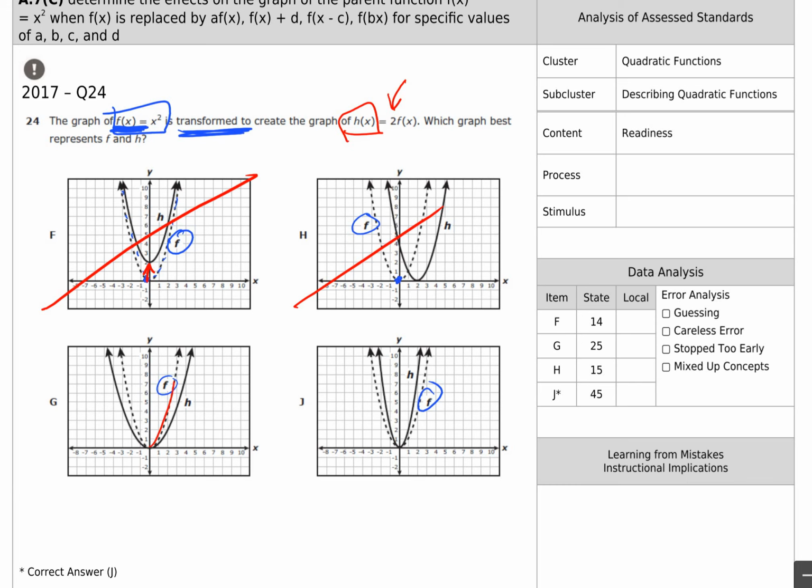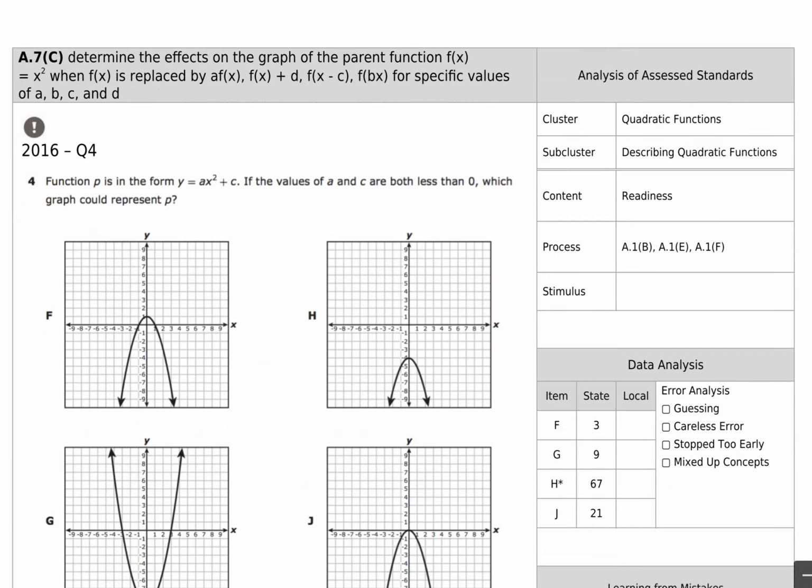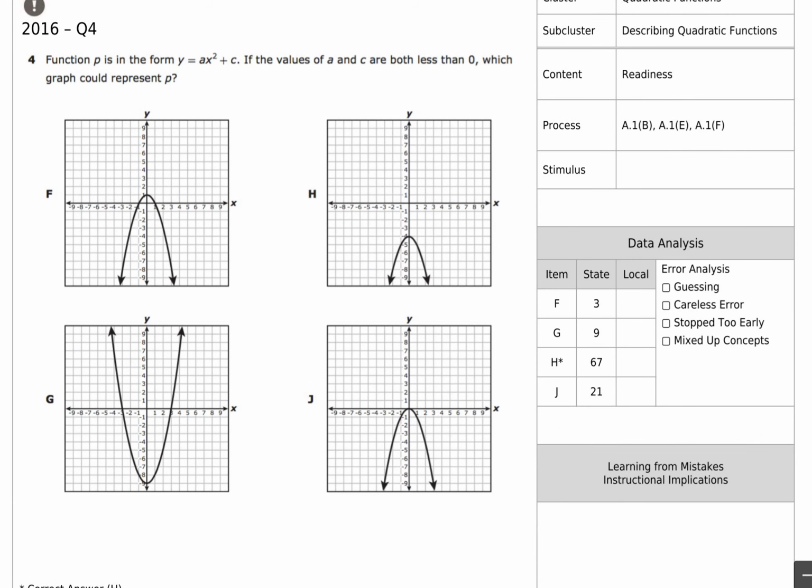Here we see the f is here and the other is wider. It was horizontally stretched, it's wider. This 2 would be making it narrower, vertically stretched, so it's not g. Here we have the original and the new one is narrower. It's vertically stretched, taller. So J is the answer. On to the next question.